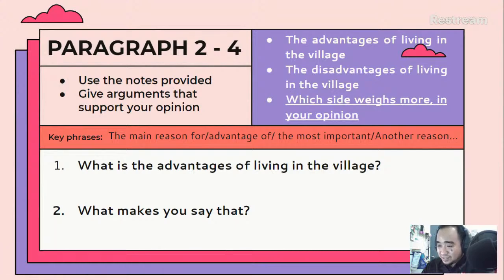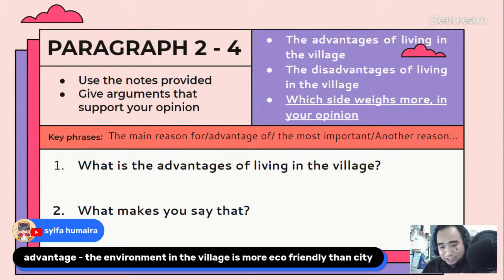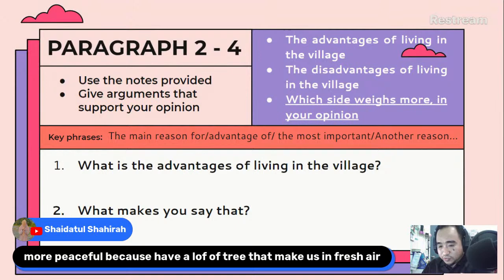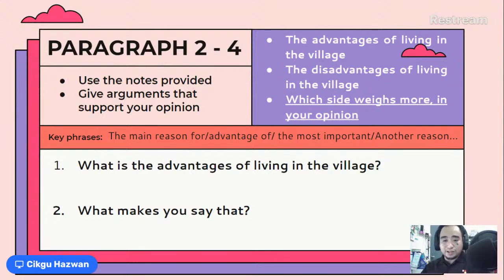Okay, advantage. The environment in the village is more eco-friendly than the city. Eco-friendly. More peaceful because have a lot of trees that make us have fresh air. So a lot of trees will make the air fresher. Good. What makes you say that? Why you say so? What is the evidence? Okay, fresh air because there are a lot of trees, less pollution, and so on.